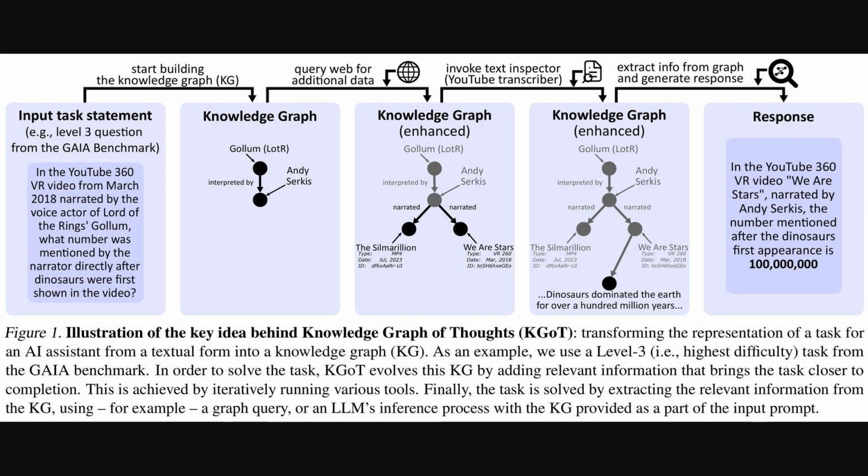Right, so this first figure gives a great example of how KGoT works. You start with a complicated task, a question from that GAIA benchmark they mentioned. The system builds a basic knowledge graph from it. Then, crucially, it uses tools like web search or text inspectors, maybe even a YouTube transcriber as shown, to find missing pieces and add them to the graph. You can see the graph getting richer over time. Finally, it extracts the answer directly from that structured knowledge. It really visualizes that iterative enhancement process.